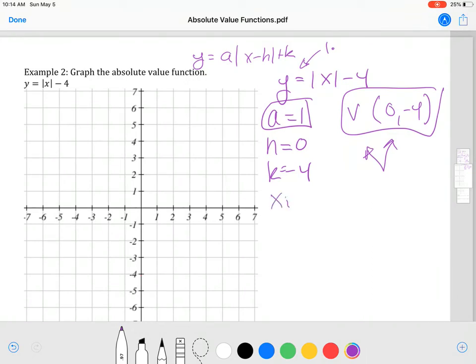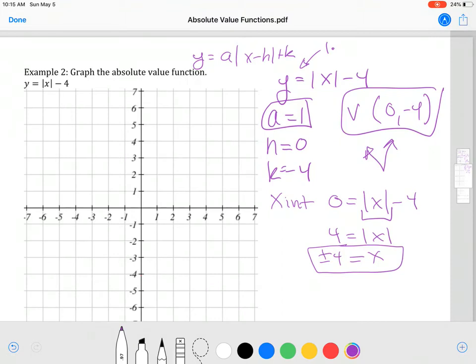So let's find my x-intercept. My x-intercept is the value of x when y is 0. So I'm going to plug in 0 for y and solve for x. Because this is an absolute value equation, remember we have to isolate the absolute value. So I'm going to add 4 to both sides, which means x has to be plus or minus 4. If I put in positive 4 and I take the absolute value, I get 4. And if I plug in negative 4 for x, the absolute value of negative 4 is 4. So in this case, I have 2 x-intercepts.